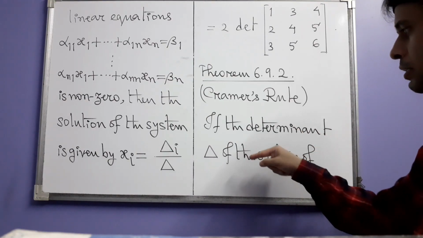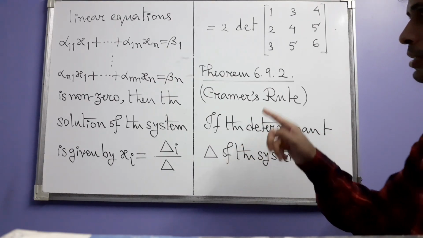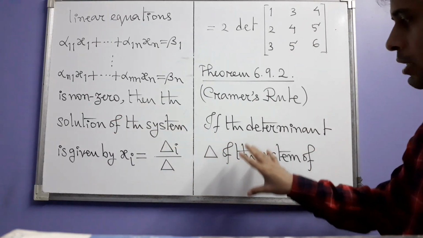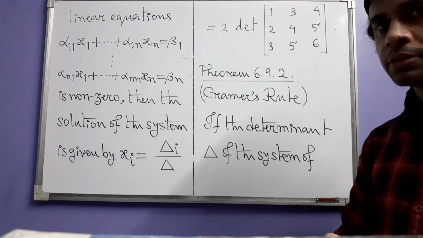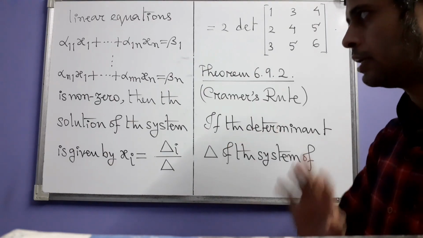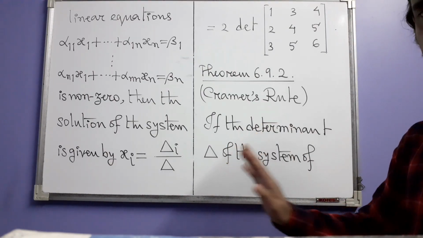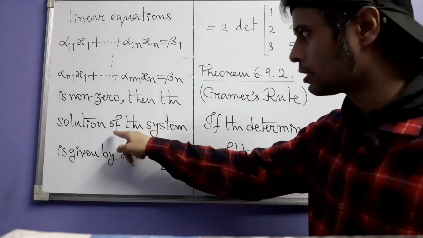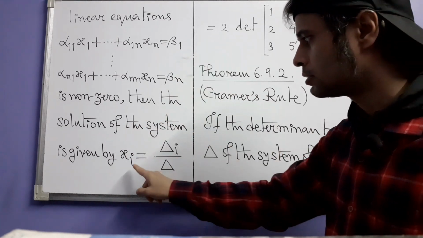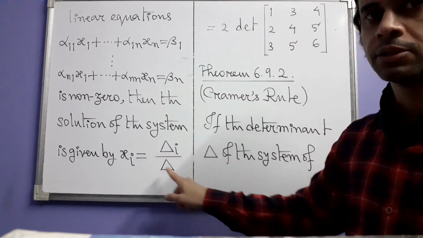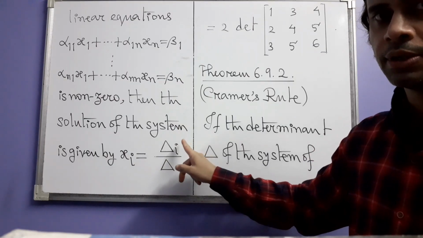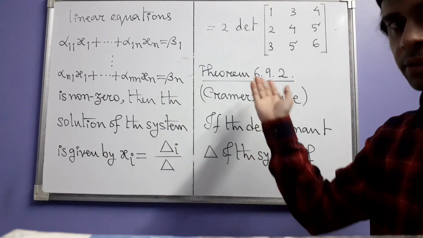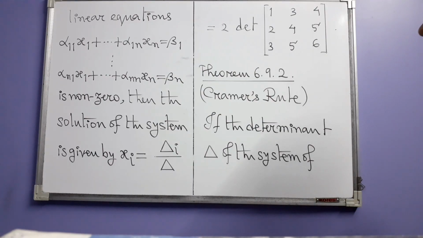Now, if the determinant delta of this system is non-zero, we will see what the determinant of a system of linear equations even means. But for now, let's just see what the statement is. If the determinant is non-zero, then the solution of this system is given by these expressions. Each xi is equal to delta i divided by delta.